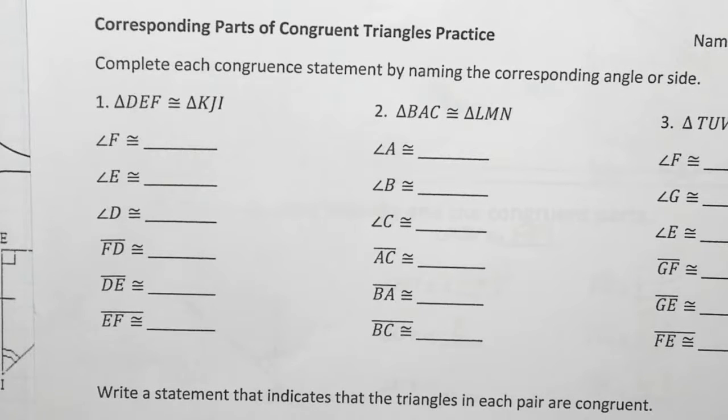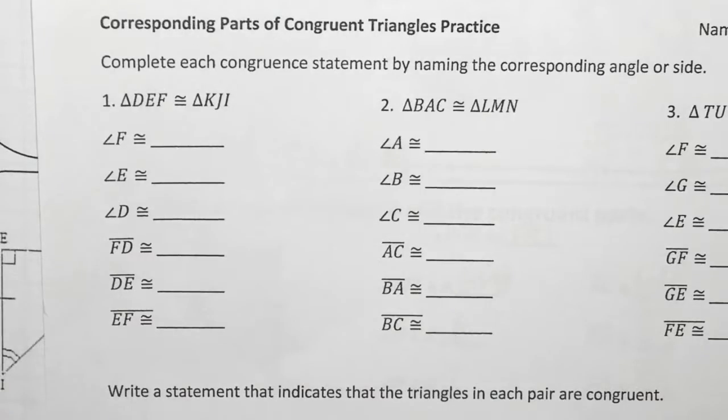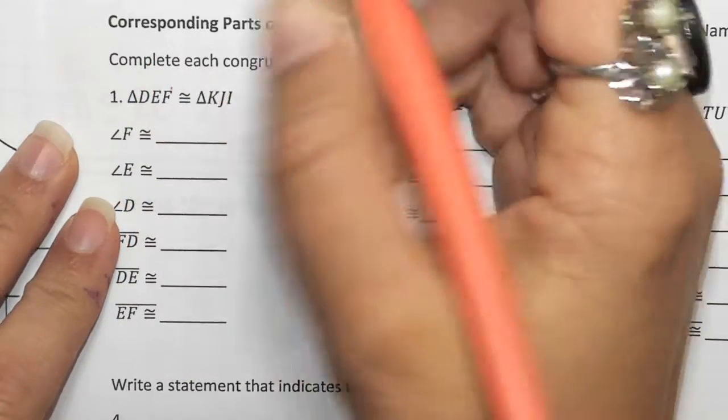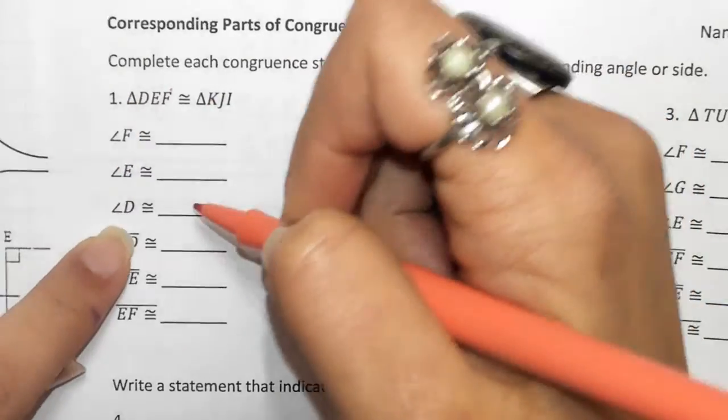Thinking picture, because we know that corresponding parts are congruent and the way you name it matters. So if DEF is congruent to KJI, that means that D is congruent to K. So angle D is congruent to angle K.